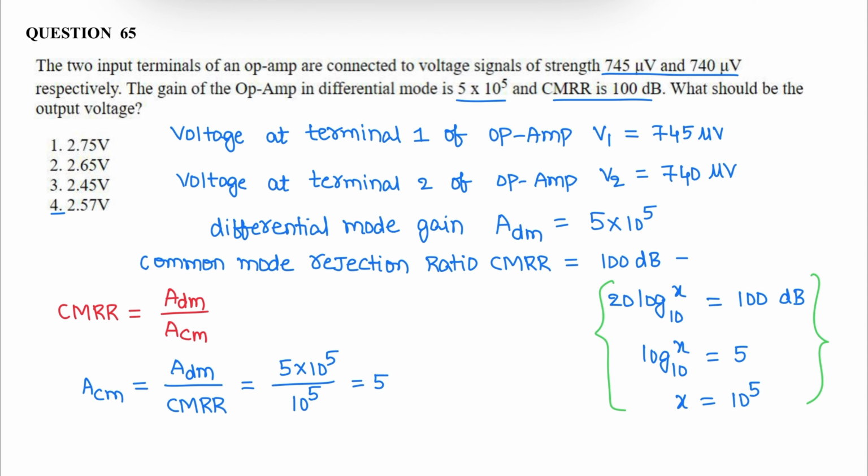So if it is 100 dB, its value is 10 power 5. CMRR is 10 power 5, ADM is 5 into 10 power 5. Now the relation between common mode rejection ratio, differential mode gain and common mode gain is CMRR is equal to ADM by ACM. We know CMRR value 10 power 5, ADM is 5 into 10 power 5. From this common mode gain is 5.